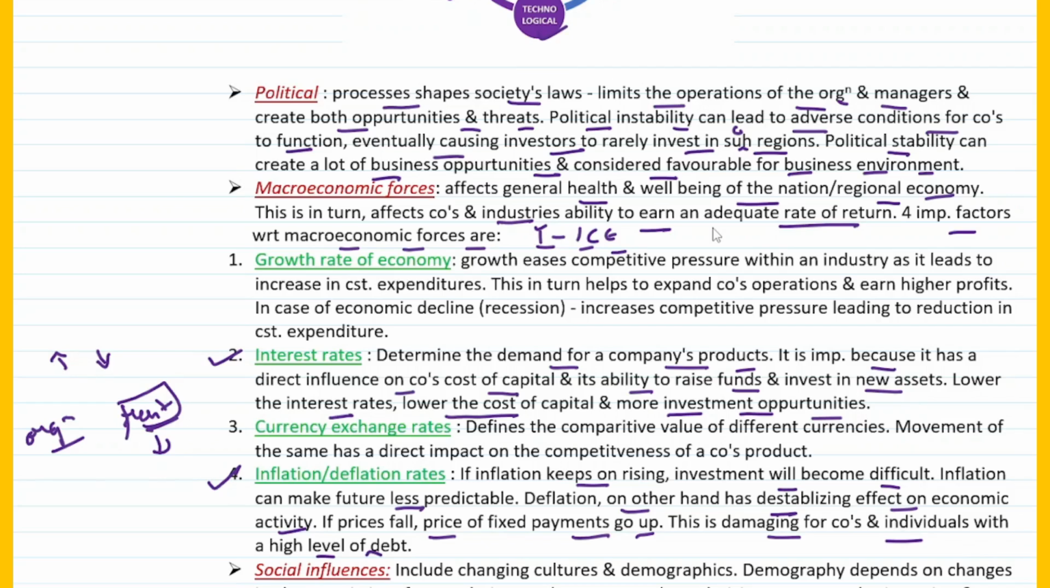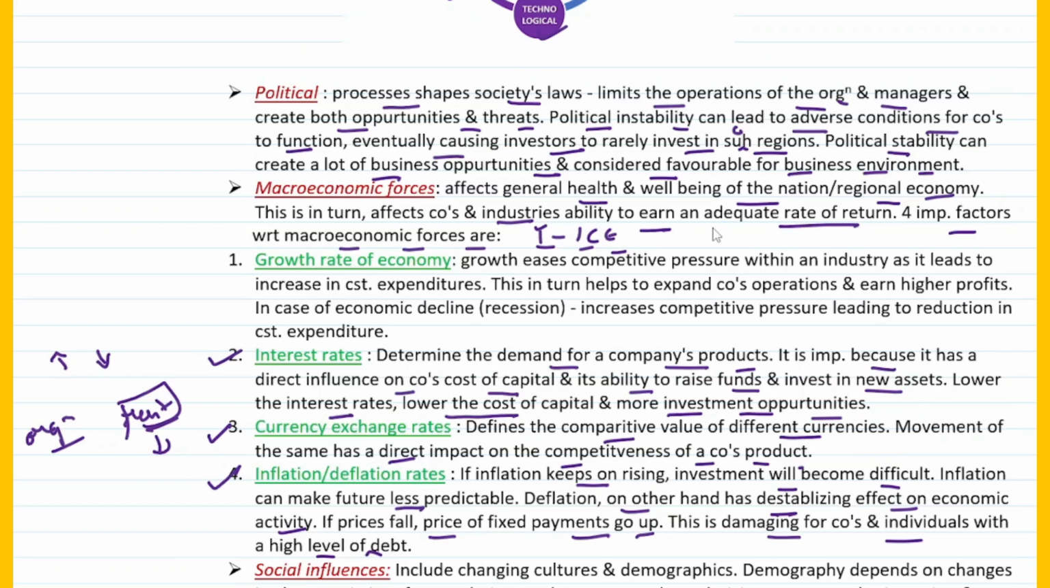Then we talk about C. C is what? Currency or exchange rates. Currency or exchange rates define the comparative value of different currencies, say a comparison of the rupee with the dollar. Right, so if the dollar is strengthening, that means the rupee will weaken, and vice versa. Movement of the same has a direct impact on the competitiveness of a company's product, or rather it can have a significant impact on the prices of commodities if they are exporting or importing. Fine.